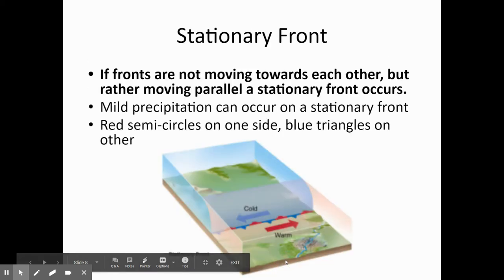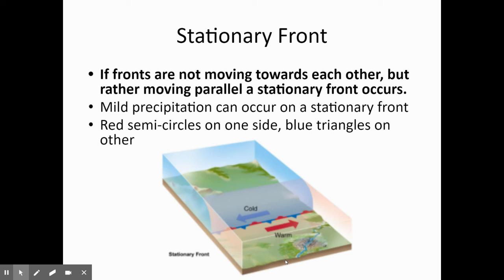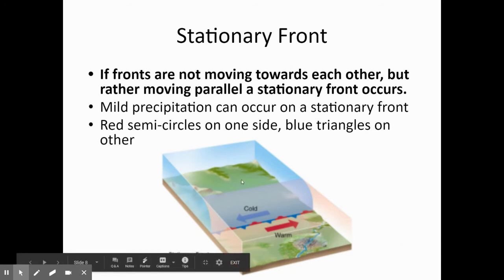If fronts are not moving towards each other, but alongside each other or past each other, you'll have mild precipitation, and this is called a stationary front. And you'll have warm front on one side, cold front on the other side. You can see the triangles are pointing out from that cold front, and the semicircles are pointing out from the warm front.